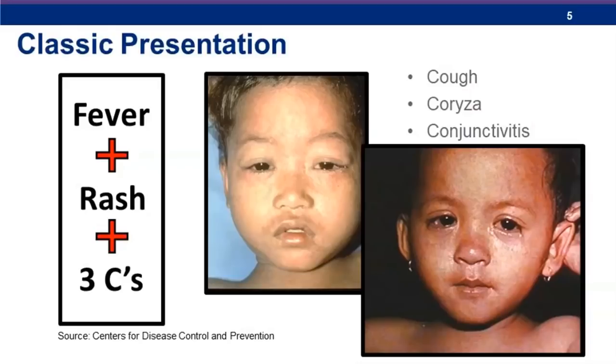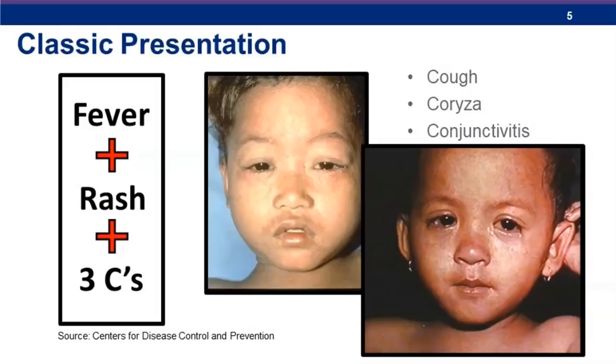And so what you may see is a camper or staff member who comes in one day feeling kind of miserable, with cough, runny nose, maybe a lower fever of 99 or 100, and then they may come back in another couple of days with a very high fever and a full-blown rash.